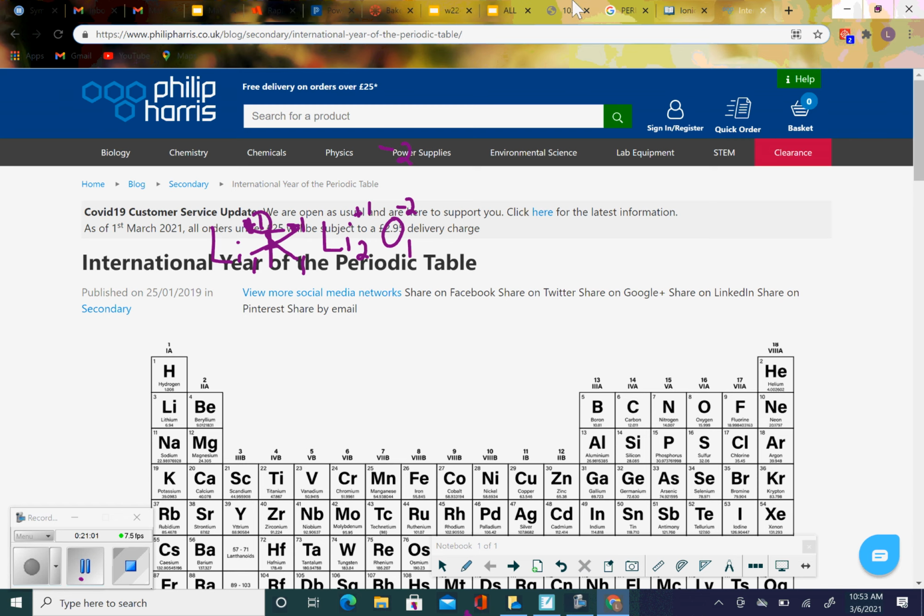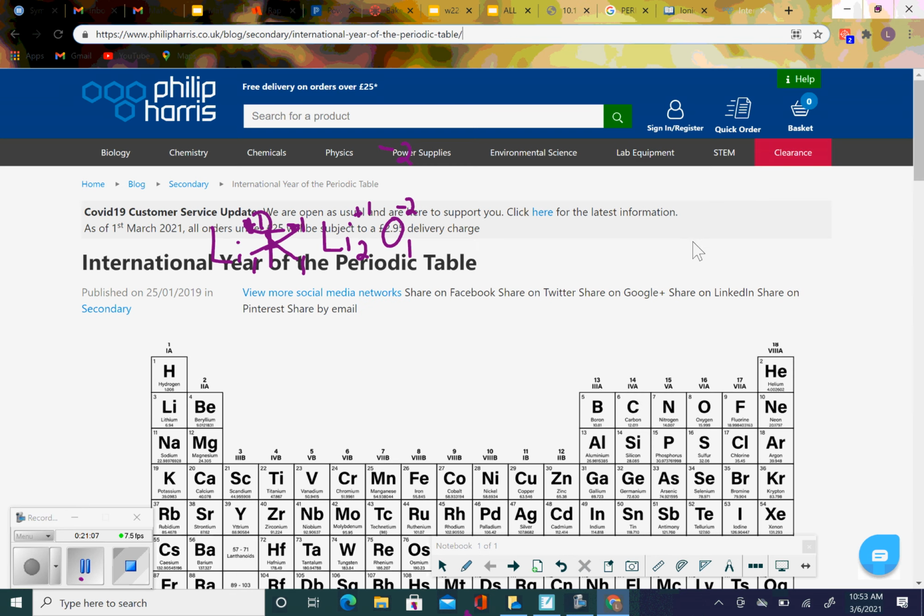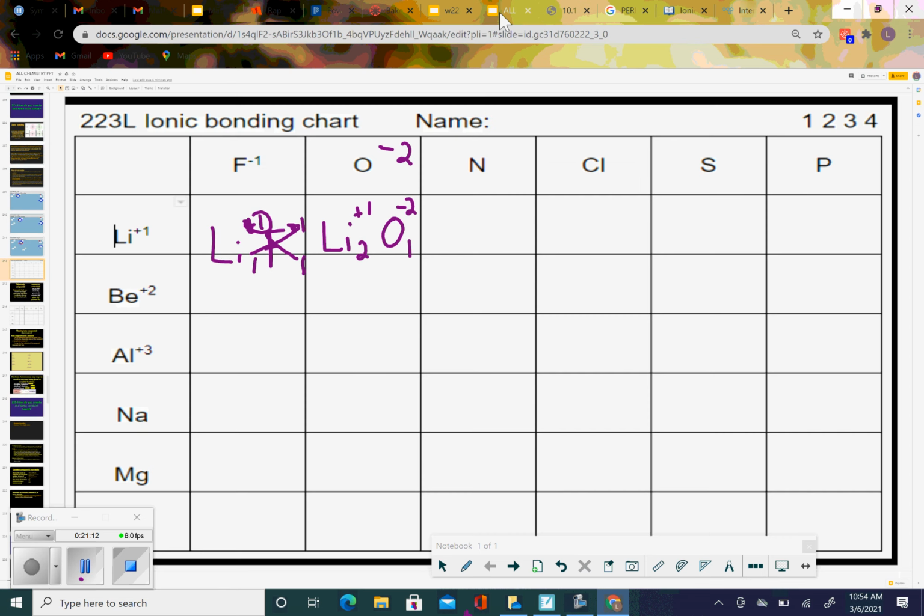All right. So the next one I am looking at is nitrogen. So nitrogen, here's carbon is a -4, so nitrogen is -3. So I'm going to go back here. Nitrogen is a -3. So I've got Li, which is a +1, nitrogen, which is a -3. This number goes here. That number goes here. So it's Li3N, and it's going to be called lithium nitride. Okay?